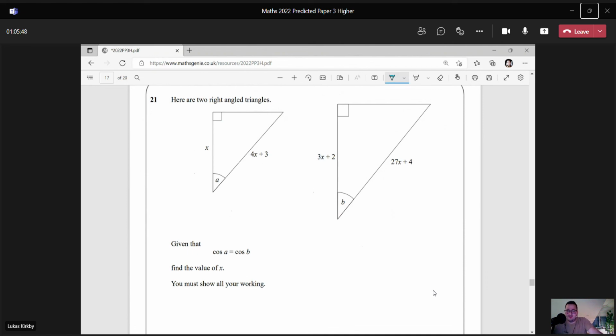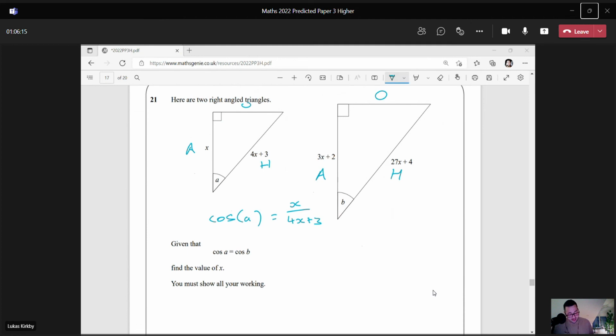Well, we've got coses, we've got right-angled triangles, it's got to be trig, hasn't it? So cos of A, if we use trig, let's just label our sides again. It's going to be the same for both. So cos is adjacent over hypotenuse. So cos of A is going to be x over 4x plus 3.